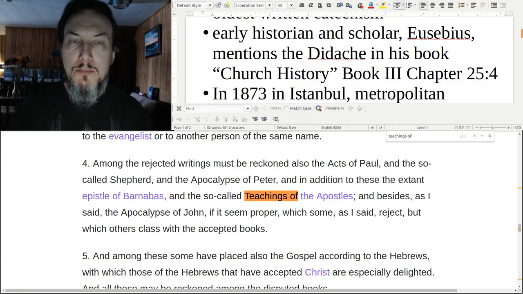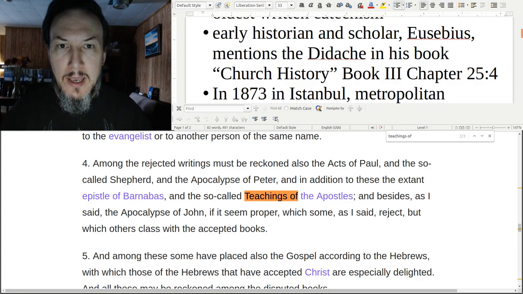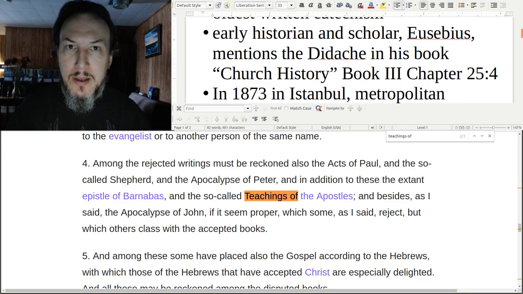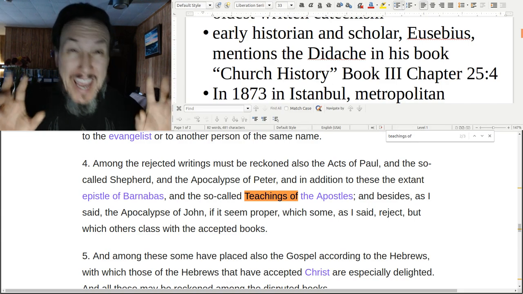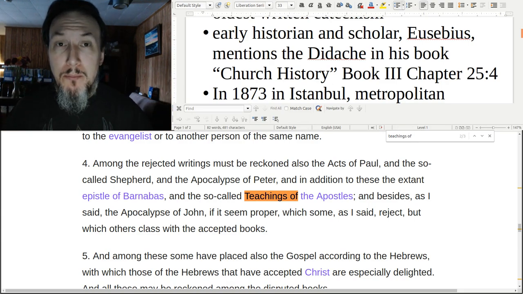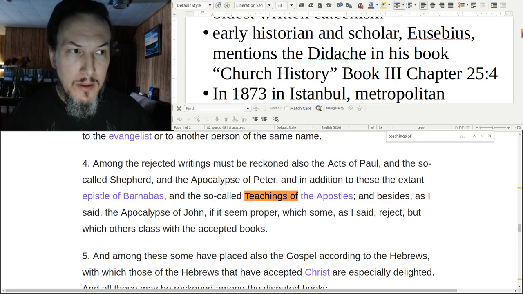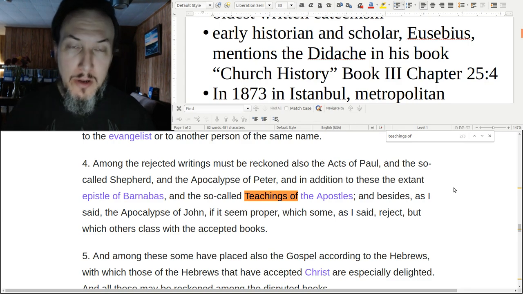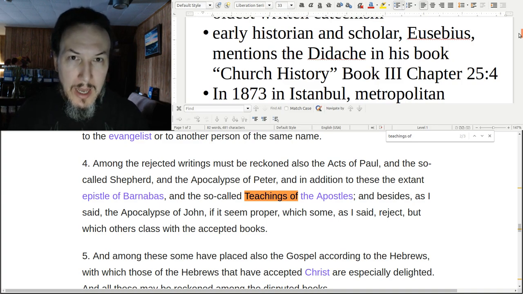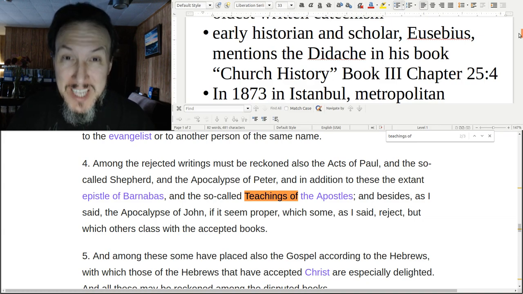Okay. So it's important to realize that this book, the Didache, is not accepted by some people to be in the canon, so to speak, but it is accepted by other people. Now let me just back up a step here. Eusebius mentioned this book in the early fourth century. He mentioned the Didache, which is very significant. It is also significant to realize that the Didache had been lost for nearly 1500 years.